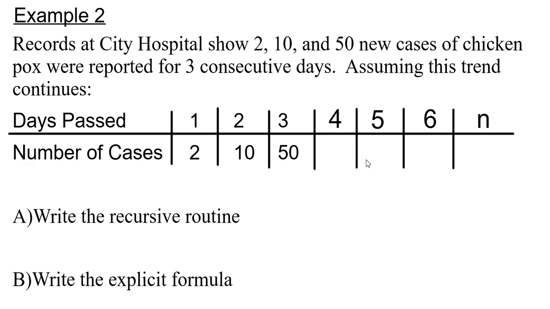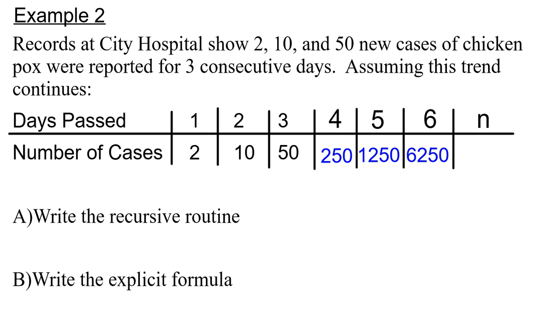So if I'm looking at the days past, right, day 1 is where we started. We had 2, day 2 gave us 10, day 3 gave us 50. And we can see here that it would not be a common difference because if I took 50 minus 10, that's 40, 10 minus 2, that's 8. No common difference there. So this cannot be an arithmetic sequence. But I do notice another pattern. To go from 2 to 10, that's a multiple of 5. 10 times 5 is 50. And if I keep doing that multiplication, these would be the next number of cases, assuming that the trend continues.